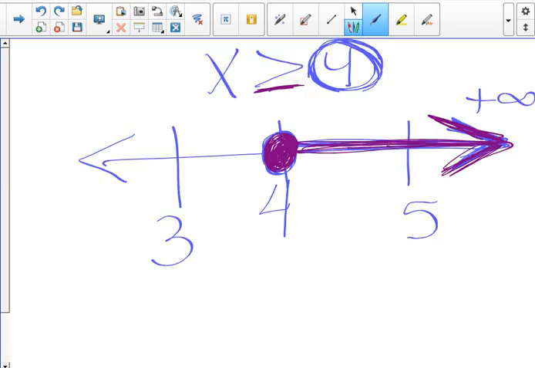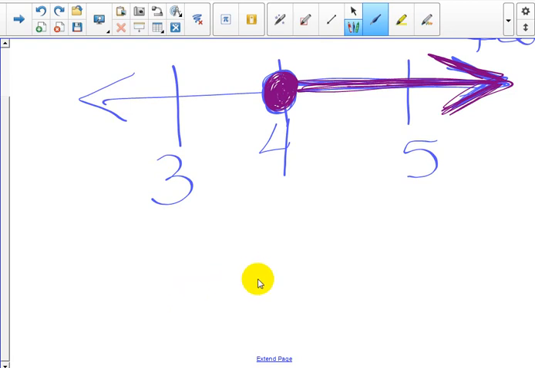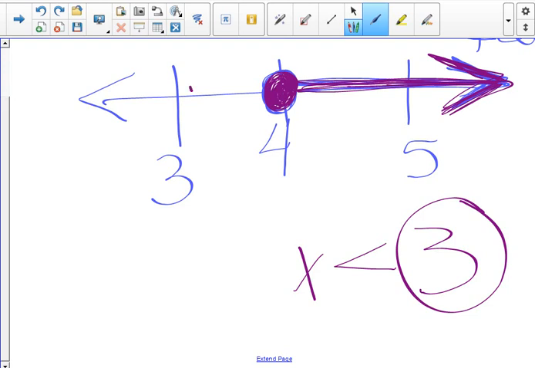Same thing for less than. If I had x is less than 3, okay, 3 is that boundary point. I'm going to put a circle around it. Okay, what is it? Is it equal to 3? No, so it stays an open circle. But it's less than 3, so we're going to shade less than 3 to the left.